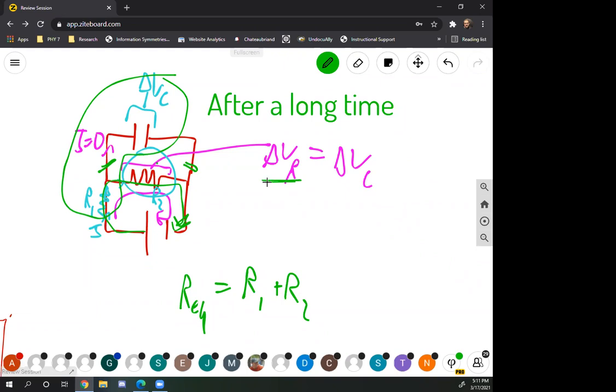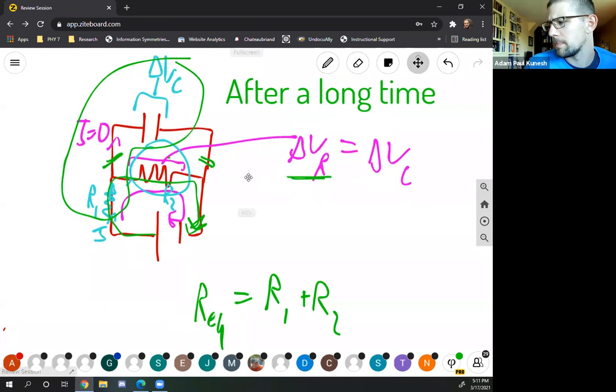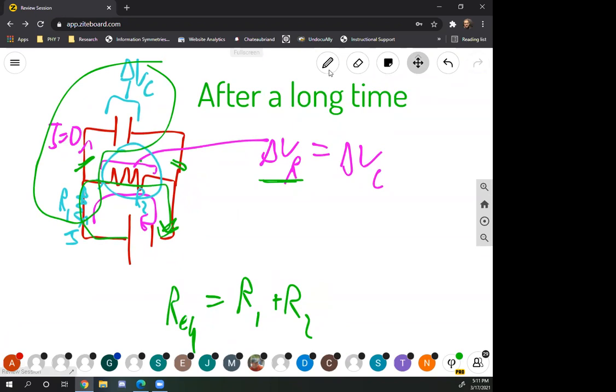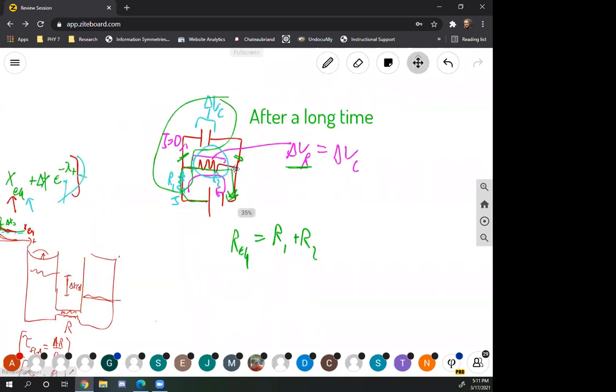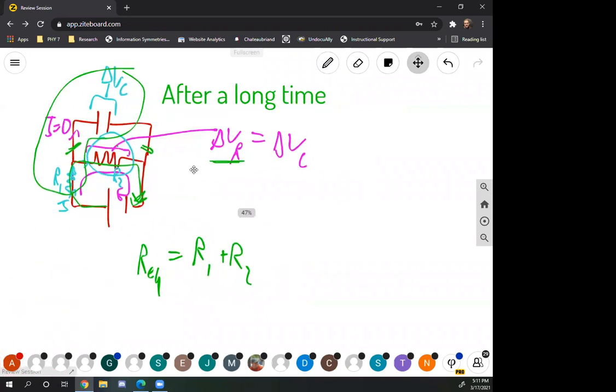I did have a quick question. I've encountered problems where there's a switch, and it was asking about immediately after the switch is closed, what would happen? Could you explain that? Because now I understand it at max charge, but what about right at the beginning?